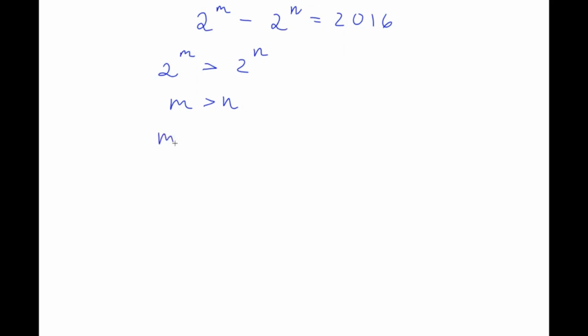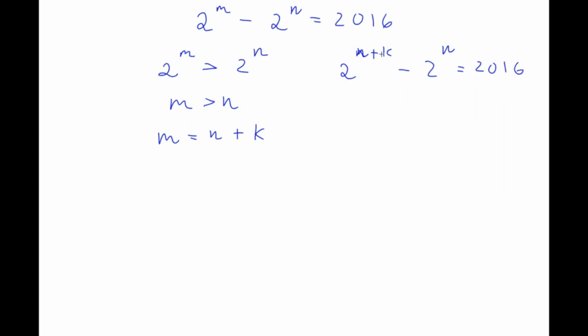So now I'm going to set m equal to n plus some constant k. So now I have, if I plug in n plus k for m, 2 to the power of n plus k minus 2 to the power of n is equal to 2016.